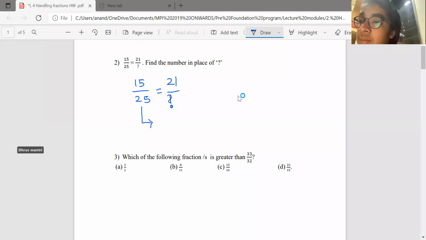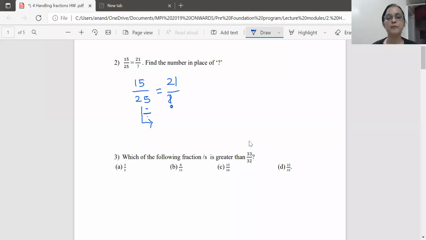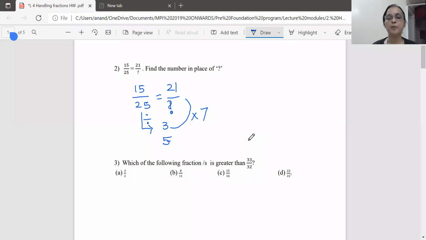Sorry, ma'am. 15 upon 25, both divided by 5, will give me 3 upon 5. Okay. And 3 upon 5, when I have to make it 21 upon something, I will simply multiply it by 7. When I multiply it by 7, I will get 21 upon 5 sevens are 35. So the number in place of the question mark will be 35. That is our second question.